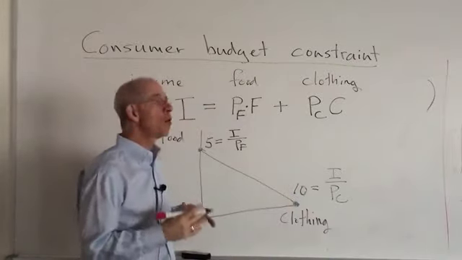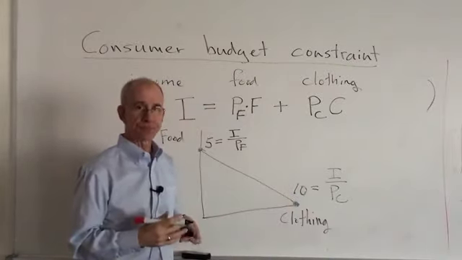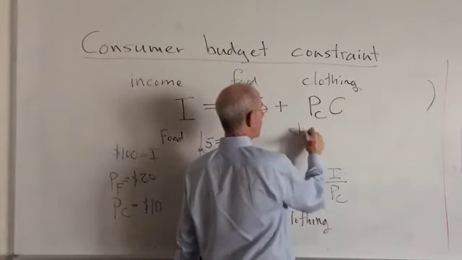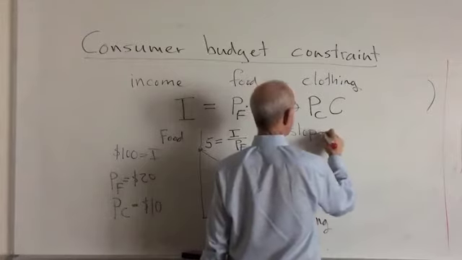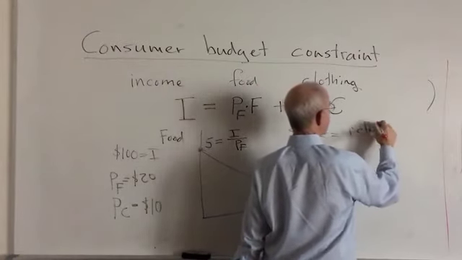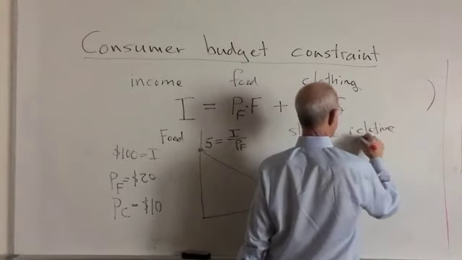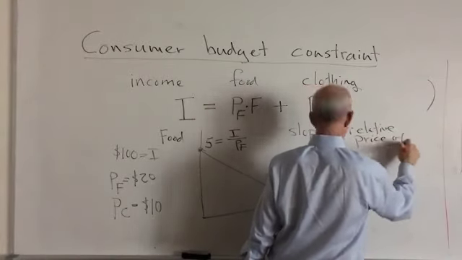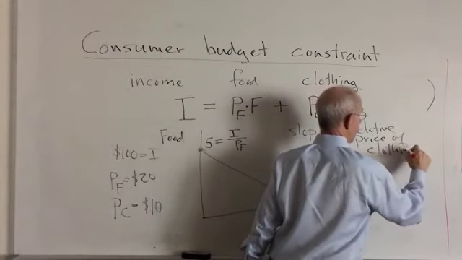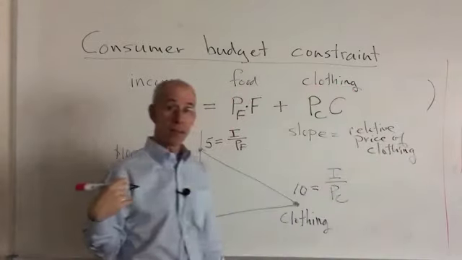What does the slope of this line mean? That slope is what I'm going to call the relative price of clothing. It's the price of clothing compared to the price of food.